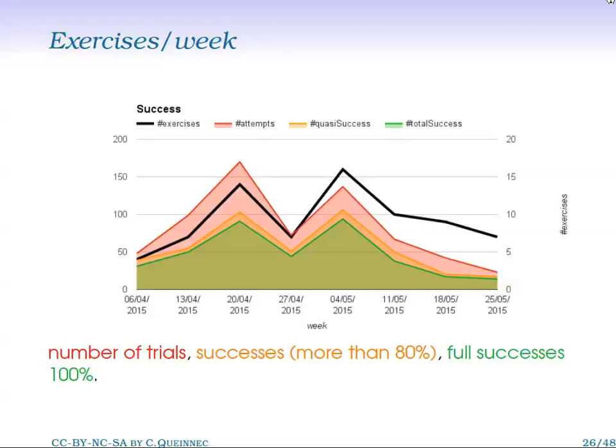There are two things which are interesting. You see the red area here; the red area corresponds to failure to solve an exercise. Here you solve it entirely. Here you get at least 80% of the total mark. And here you fail. And you see that the number of failures is quite diminishing, in fact.